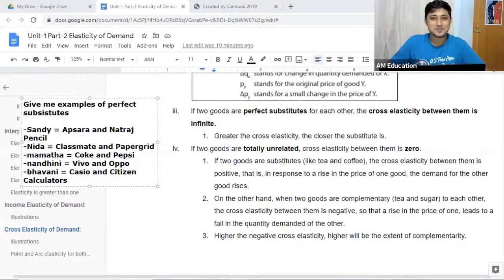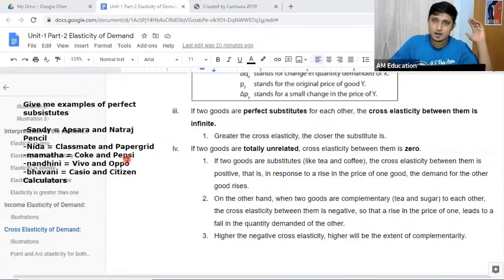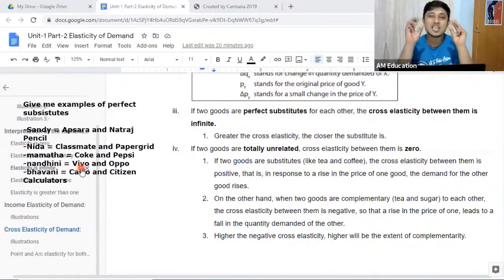Nandini says Lenovo laptop and Acer laptop. Yeah, they're also perfect substitutes. So what does he want to tell in these examples? Whenever two goods are perfect substitutes for each other, the cross elasticity between them is infinite. That means a small change in the price of 1 liter Coke will infinitely affect the demand of Pepsi. Right or wrong? A small change in the price of Vivo, the same brand, like a 10,000 phone with the same features, and the demand of Oppo will change, right?